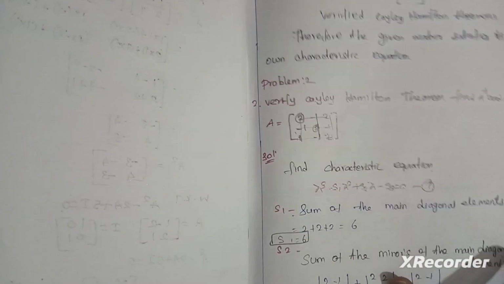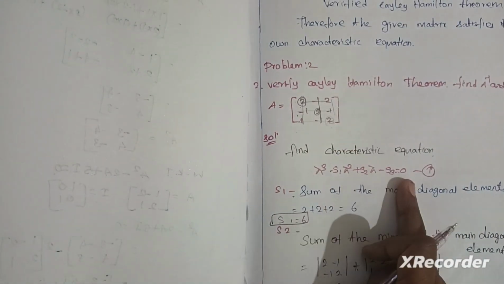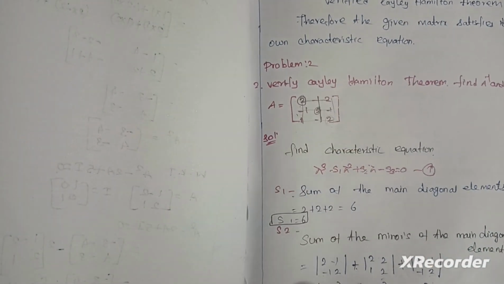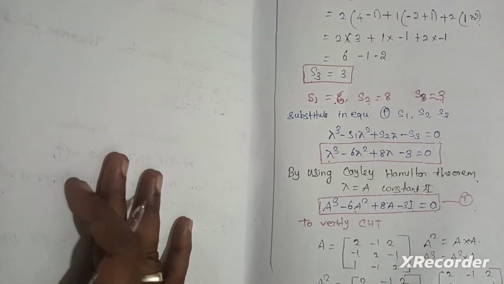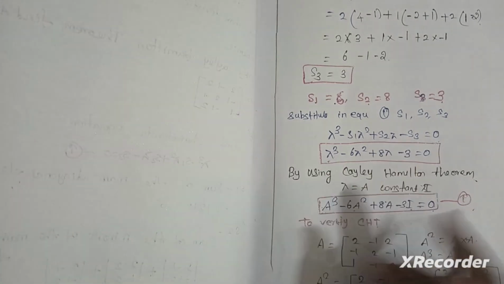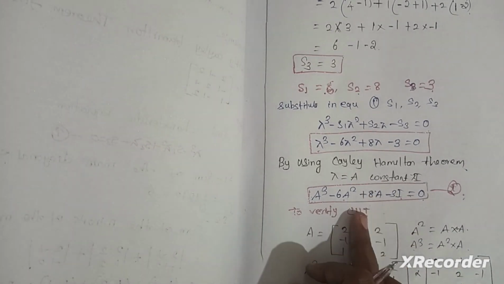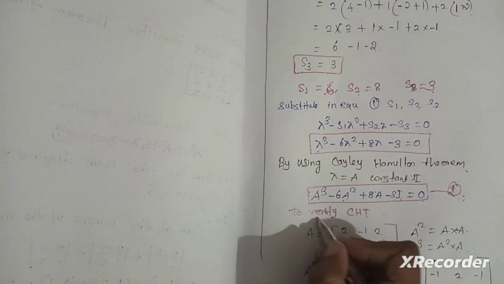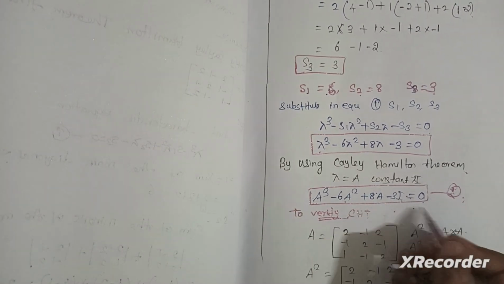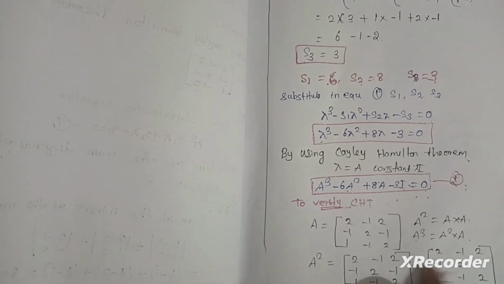Now using the Cayley-Hamilton theorem, once again we recall. First we have to find the characteristic equation. So S1, S2, S3 we have to find and substitute in equation number 1. Using Cayley-Hamilton theorem means we verify. We have to change lambda equal to A, then verify that this is equal to 0, left hand side equal to right hand side. So A equals the given value and A squared equals A into A.